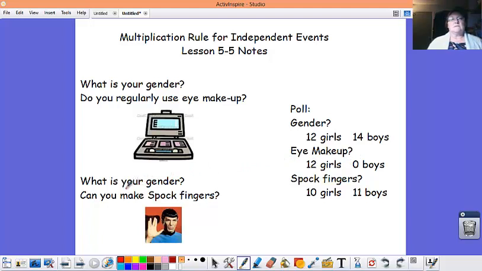Next, I asked them this: can you make Spock fingers? I wondered because I've never been able to make Spock fingers, and I love Star Trek. It's just not something I can do. But in that particular class, 10 of the 12 girls were able to do the Spock fingers, and 11 of the 14 boys were able to do them. So I want you to think about that for just a moment, and let's answer these questions.